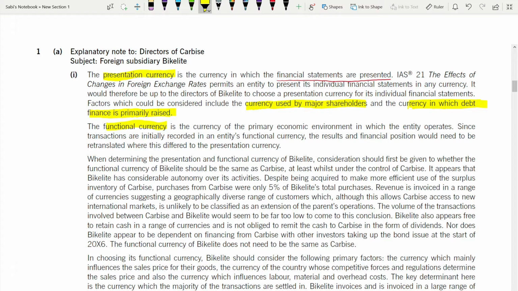Okay, now coming to the next, functional currency. How beautifully, only 3 to 4 lines, they have briefly described everything. They have defined presentation currency. They have told under IAS 21 what the rule is. Then they have told how Bikelight has to decide the presentation currency. The factors they have given. Same way for functional currency also you have to do. Just replicate. Functional currency is the currency of the primary economic environment in which the entity operates.